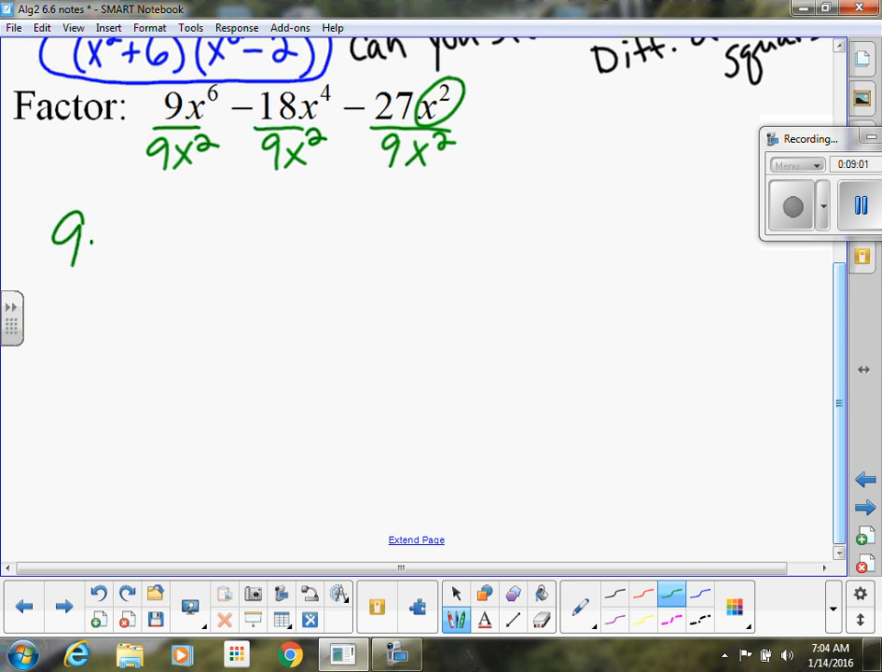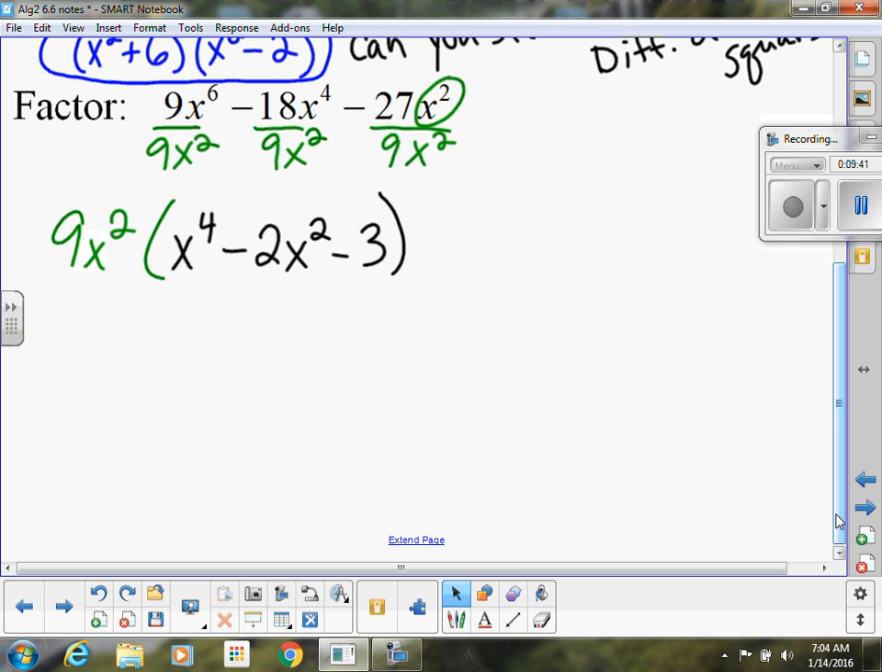So I'm going to have 9x squared in front of the parenthesis. And then the 9's cancel in this first term. And then I have x to the 6th over x squared. So again, I'm subtracting those powers. So that's going to give me 1x to the 4th. Here I'm going to have 18 divided by 9 is 2. And then x to the 4th divided by x squared. Remember, I'm subtracting those powers. So that's just x to the 2nd power. And then here, negative 27 divided by 9 is negative 3. And then the x squareds cancel, so there are no x's left over.